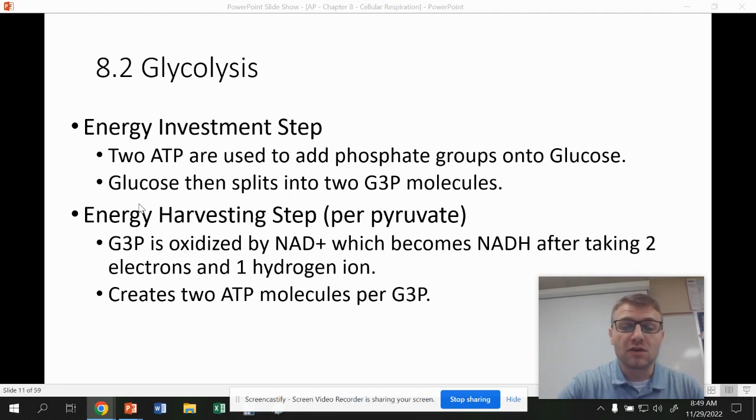Yes, we saw those in photosynthesis. Remember, I told you they are very versatile molecules. So we're going to see them again here. So our first thing that happens is glucose is broken down to two G3P molecules, and we use two ATP for their phosphate groups. Now, the second step is going to be the energy harvesting step.